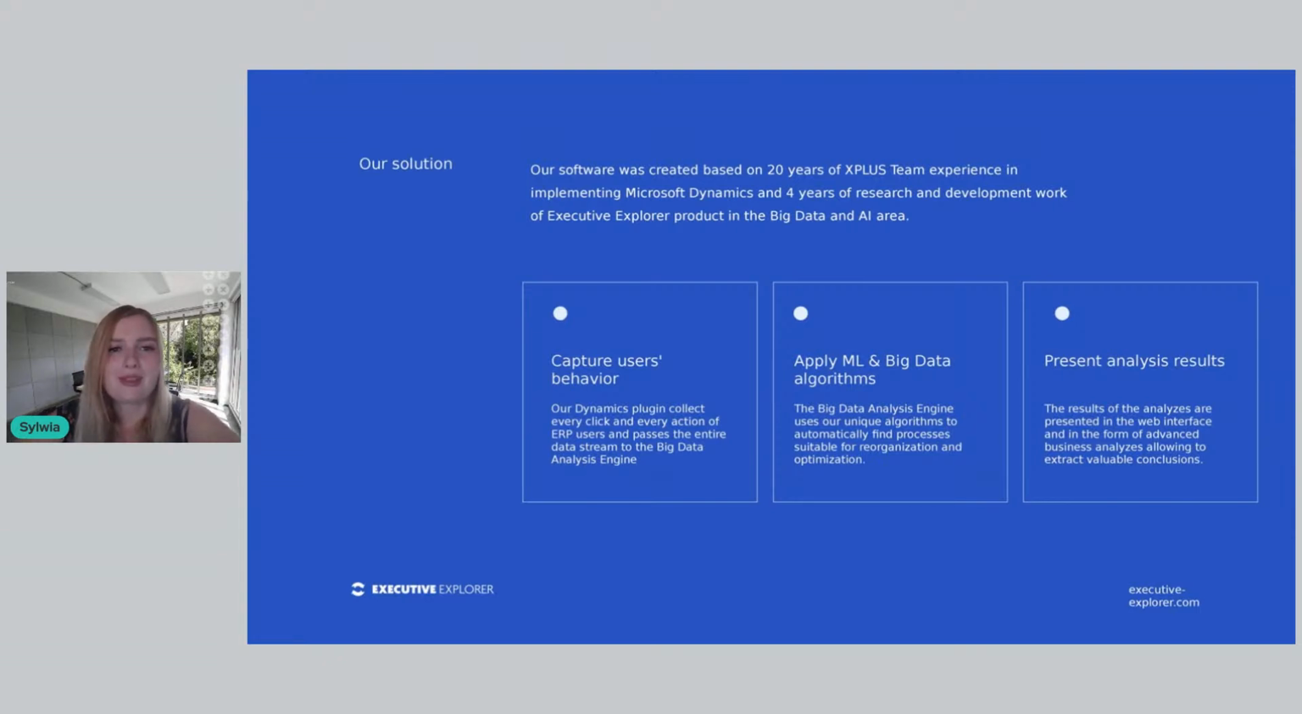Now let me briefly tell you how the tool works. First of all, it captures all users' behavior, all the clicks of the mouse, the values that were typed, the selections, everything that users did. Then this information is collected and analyzed by our machine learning and big data algorithm. And then the results of these analyses are presented in our web application. So this is how it works; now more in detail, as I think it may be something you are interested in.